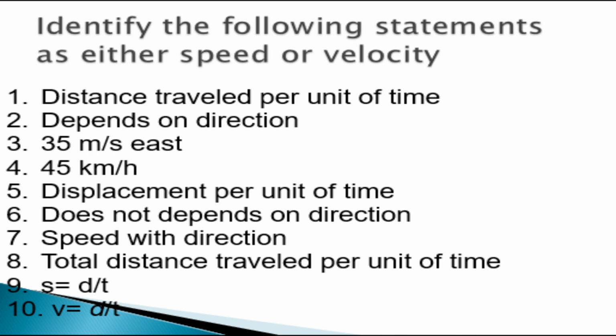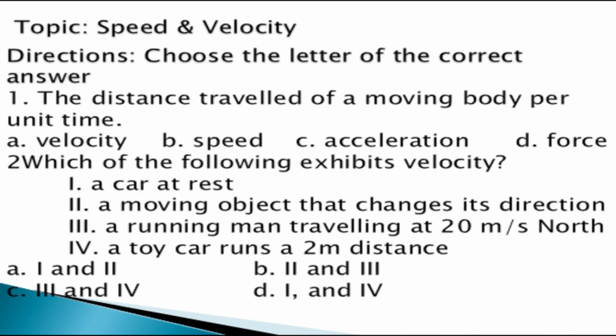While you're answering this one, just put it aside and then answer the next part, which is a multiple choice question. The direction is to choose the letter of the correct answer. You will only write the letter of your choice on your answer sheet. Question number 1. The distance traveled of a moving body per unit time. A, velocity. B, speed. C, acceleration. D, force.